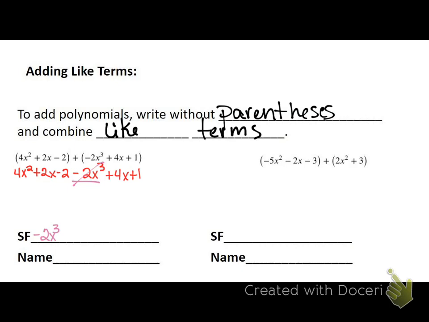So then I look for my next degree. What's my next highest degree? 4x squared. Do I have any other like terms? No. So what can I do with that 4x squared? Put it down. Bring it on down.